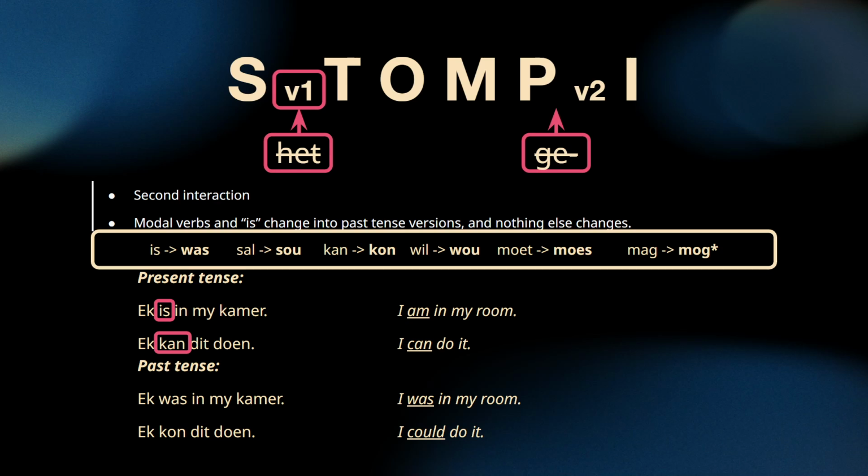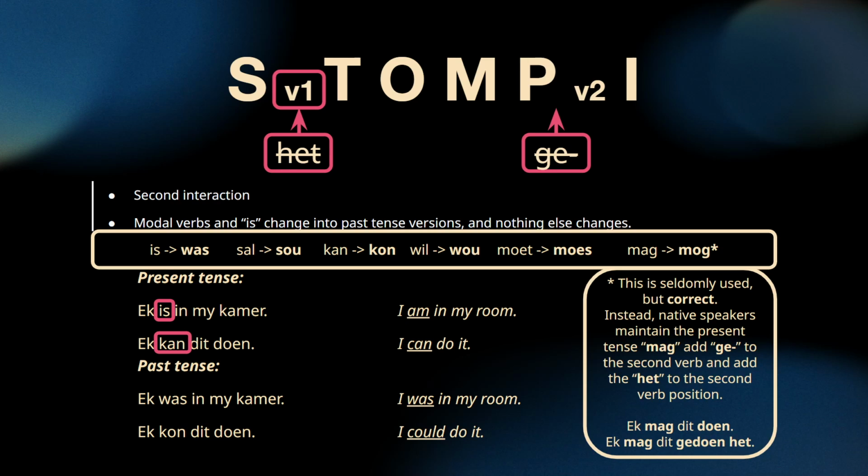En ek mag, I may. I just want to add a note on mog. Now, typically, first language or native Afrikaans speakers very seldom use this way of speaking. They tend to still add het as their first verb, place a ge before the verb that used to be in the first verb position, and add a het to their sentence. So instead of saying ek mag dit doen, they would say ek mag dit gedoen het, maintaining the auxiliary verb, adding a ge to their second verb, and putting a het into their verb two position.